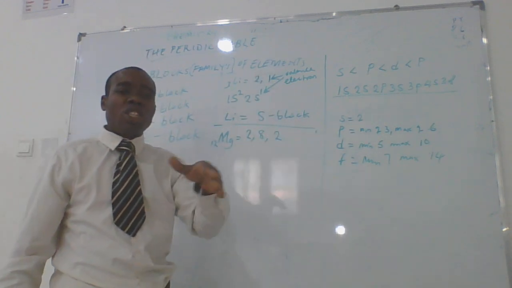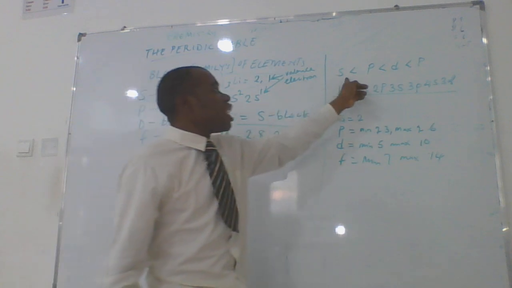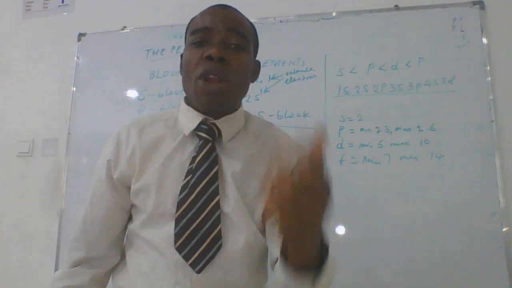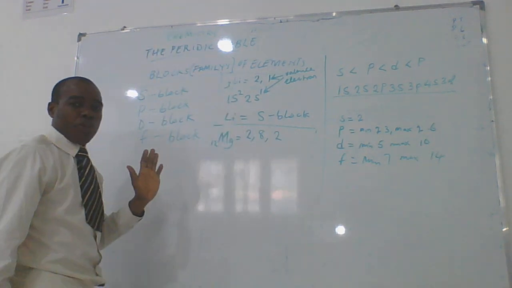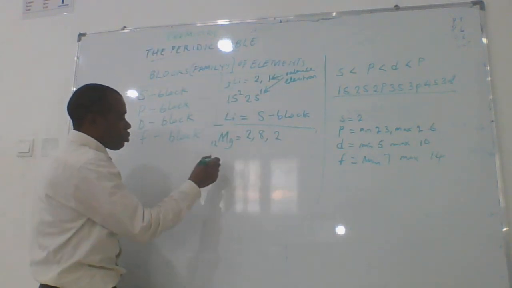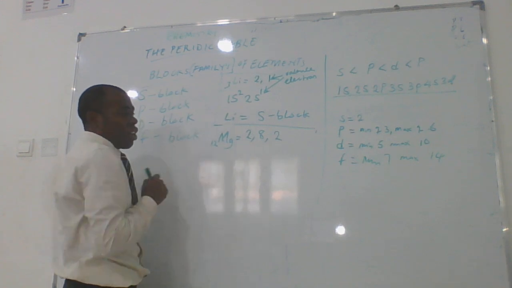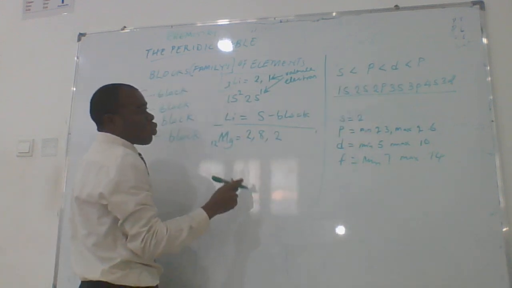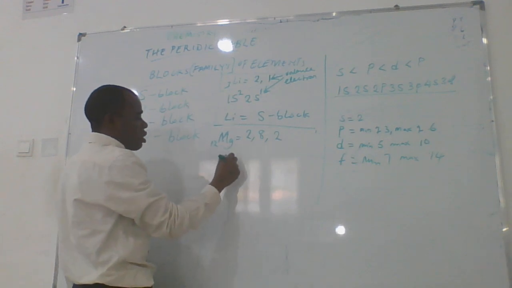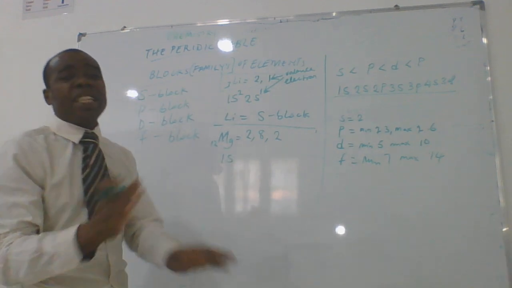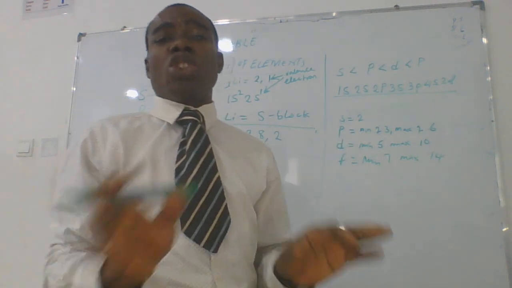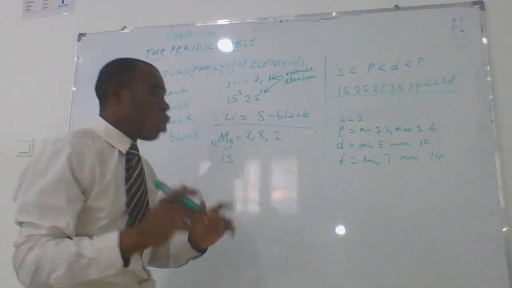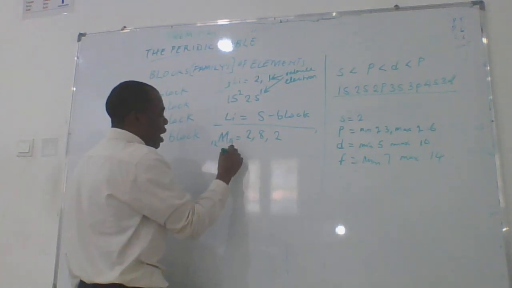Now I want to show you why magnesium also belongs to the S block. So I'm going to change the notation and use my SPDF notation. This will tell you that magnesium truly belongs to the S block family. Now let's count the 12 electrons that are available. The first one I'm going to take is my 1s, and like I told you, for any s, the maximum you can take is just 2. So I go on to say 1s2.